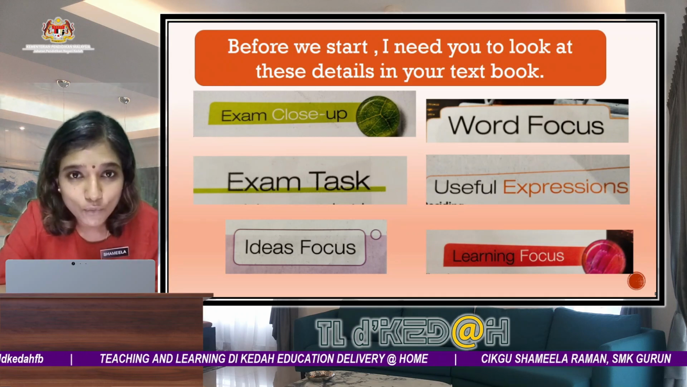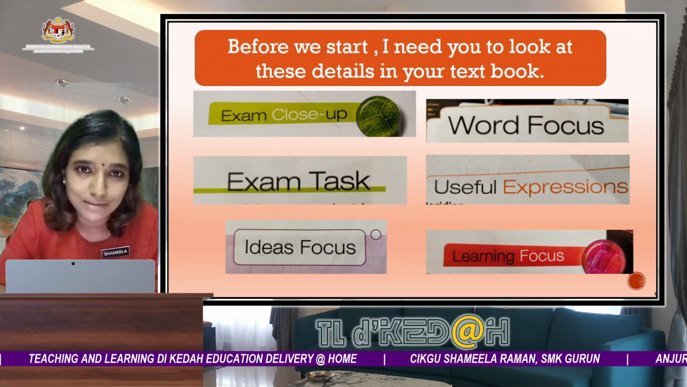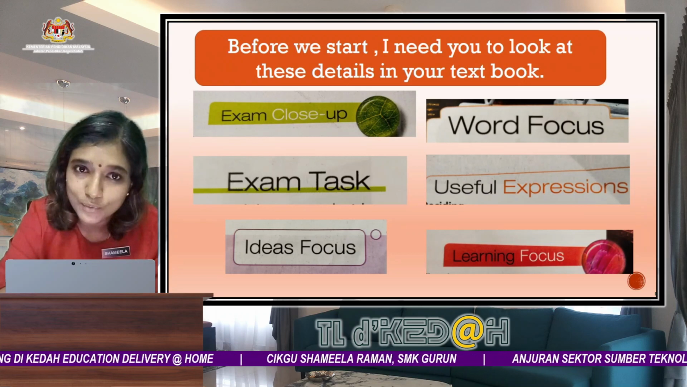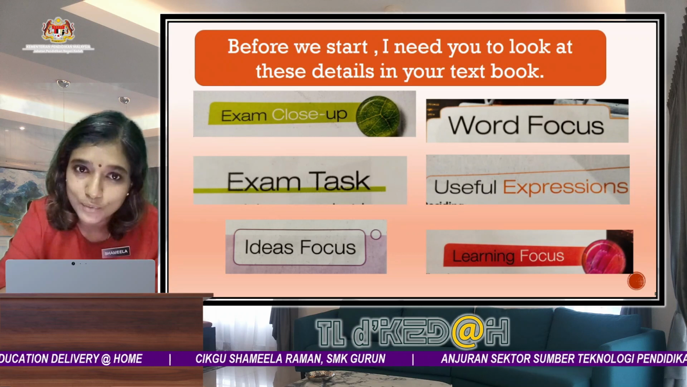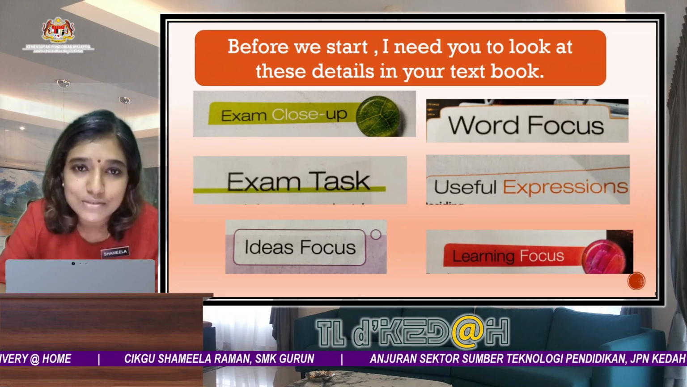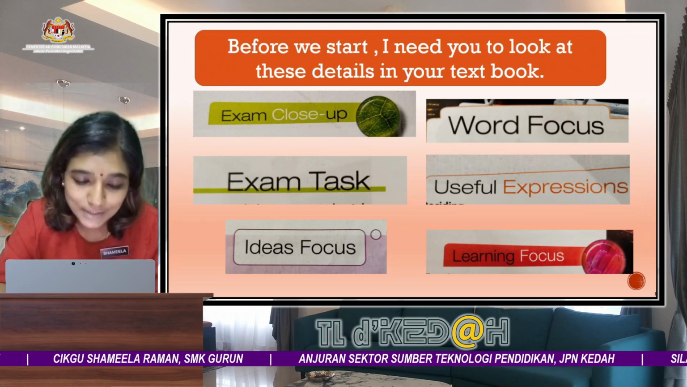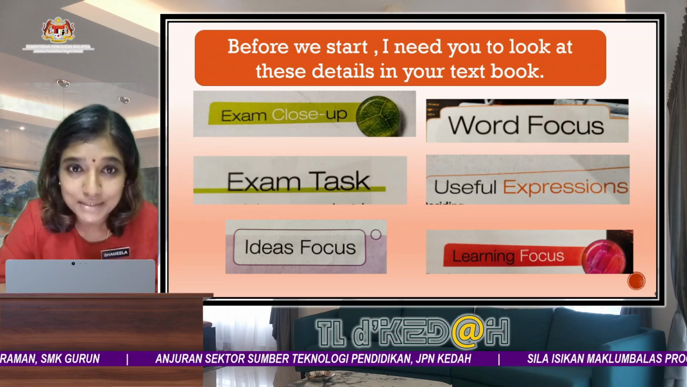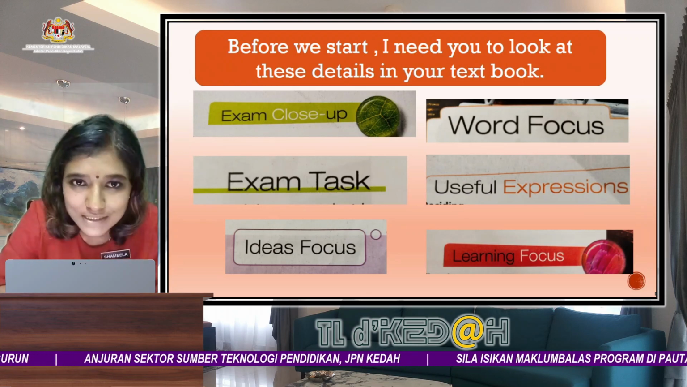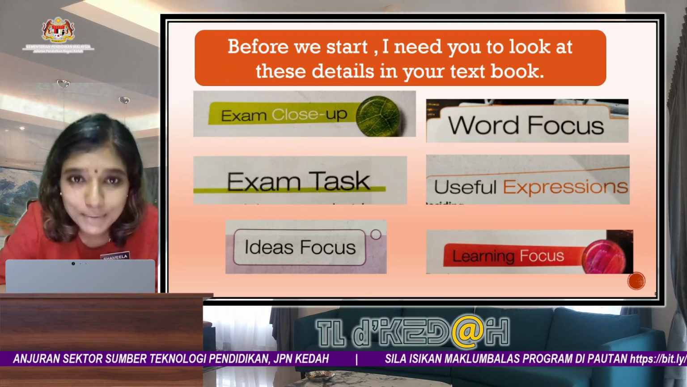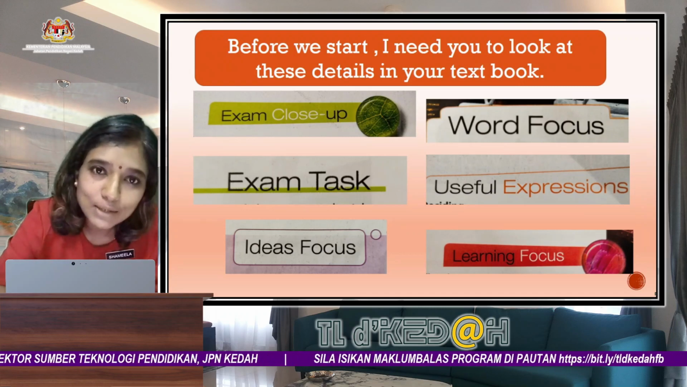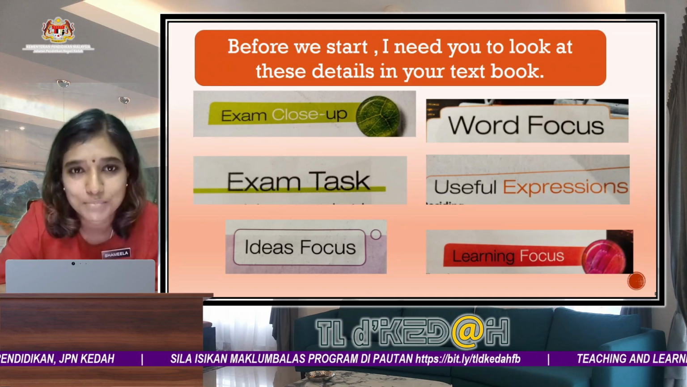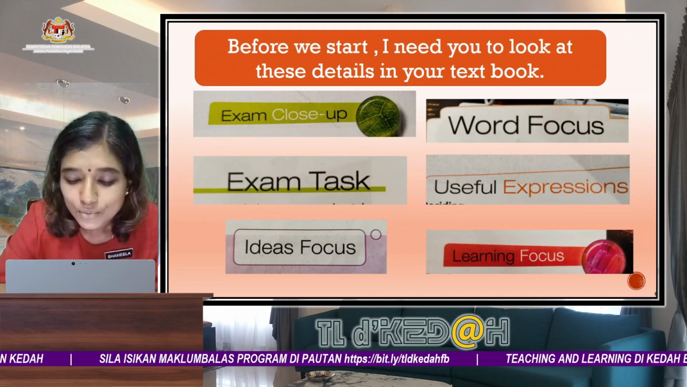Next, we have Word Focus. The focus is going to be on words, on vocab. They will be giving meanings so that you understand the words. Next, we have Exam Task. Exam Task has similar questions for your exam, just a practice. So once you apply all the tips, you'll be looking at samples of exam tasks.